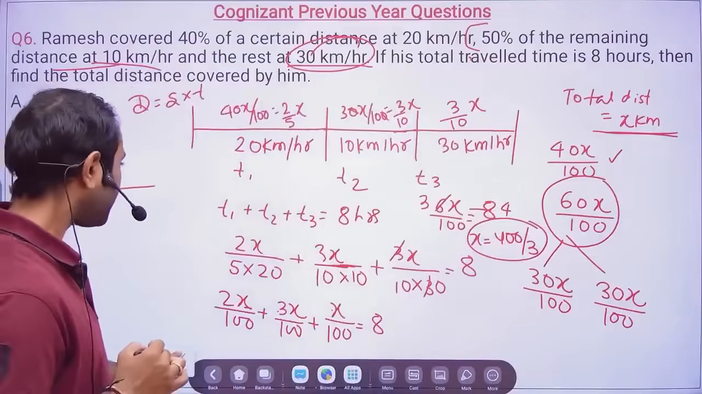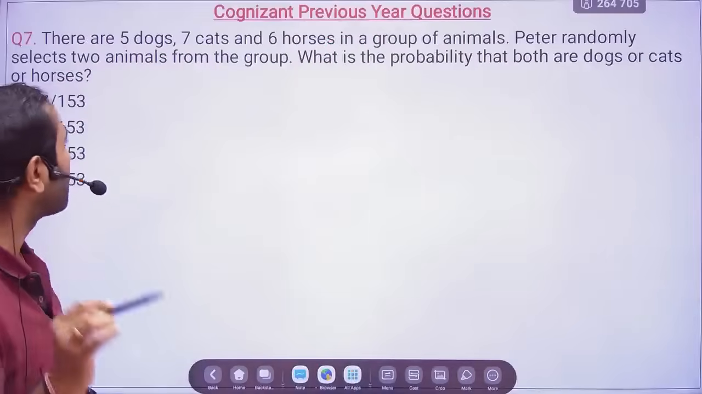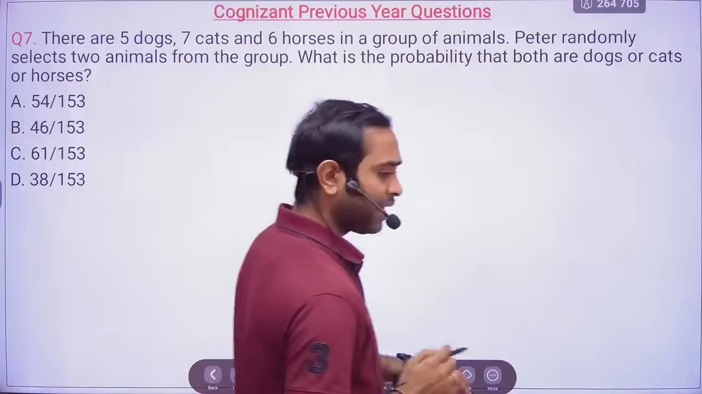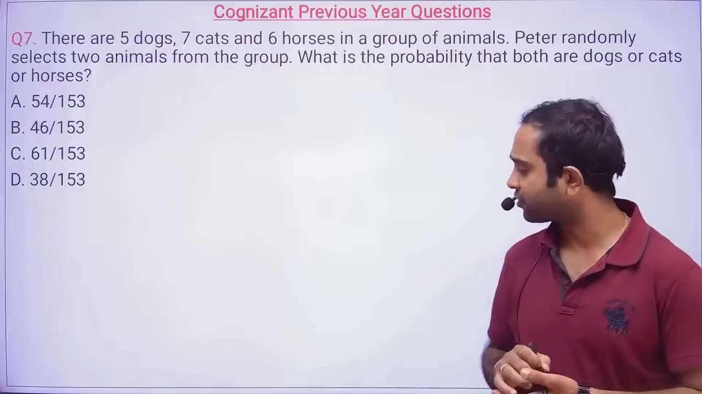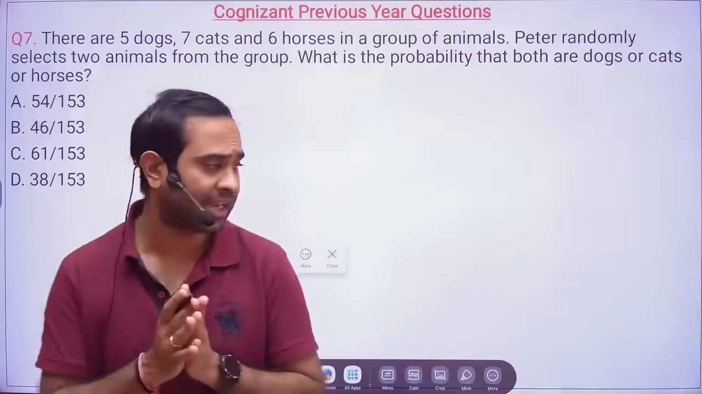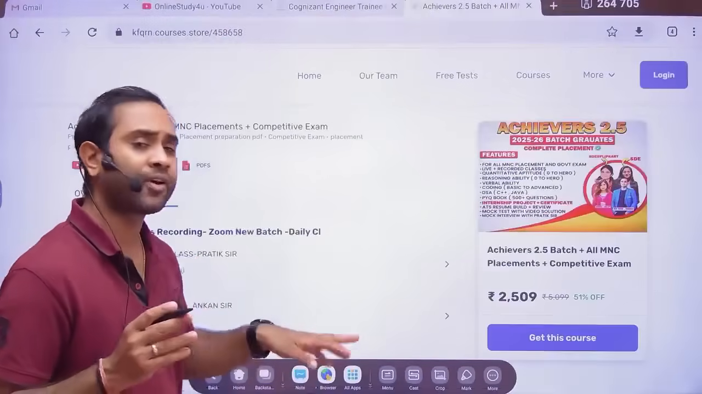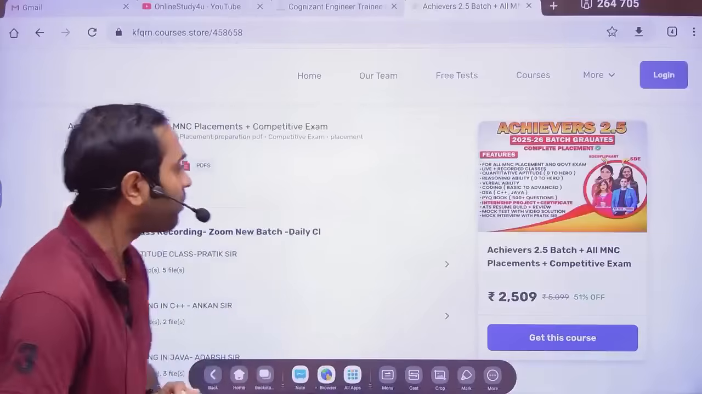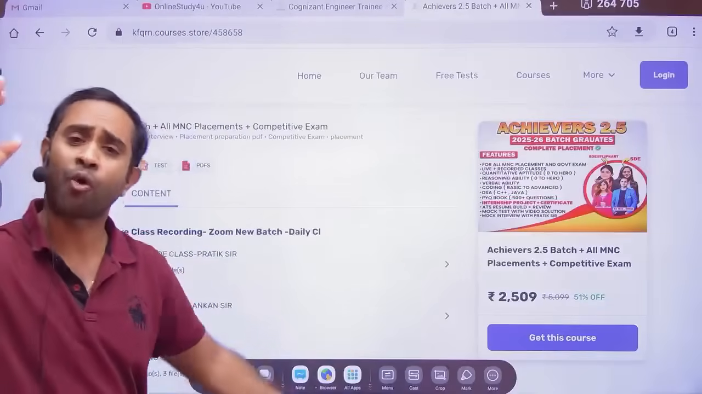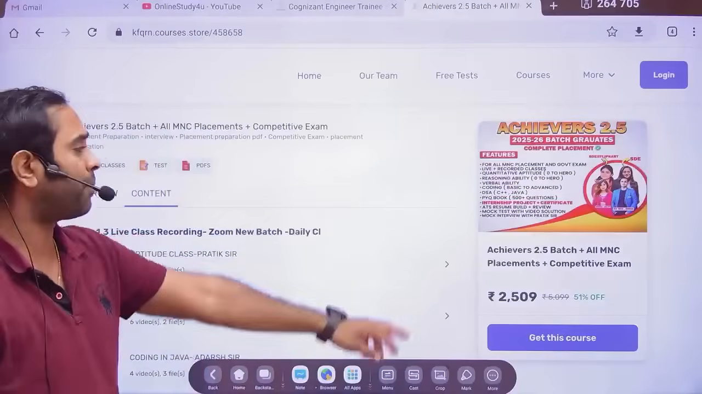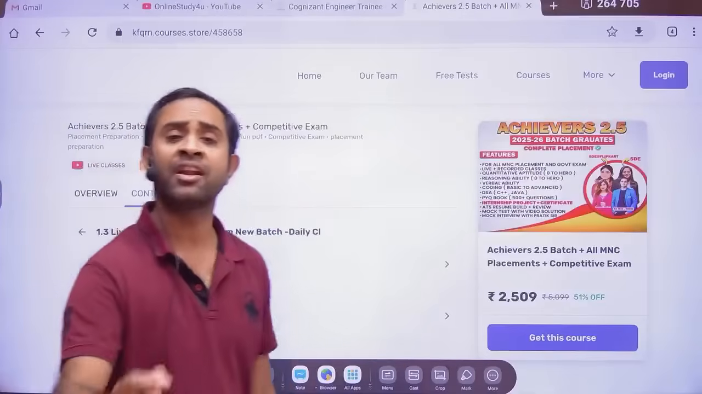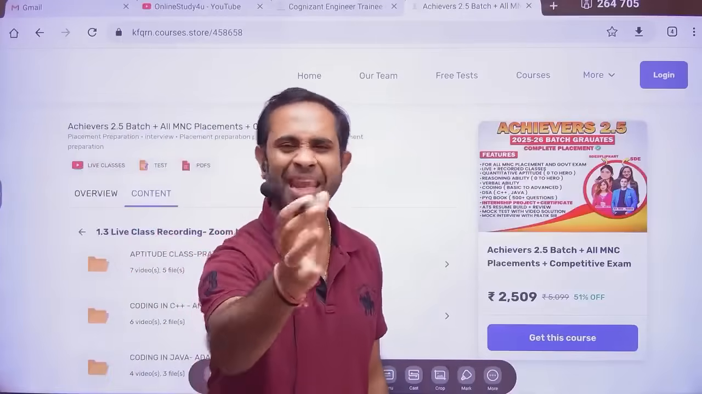Clear? So this is how you are going to deal with even difficult problems in the examination. Once again, friends, I wanted to tell you, it's very, very important for you to know how to deal with that problem, how to solve the problem, what should be your approach towards the problem. And that is the reason this Achiever batch is going to make you achievers.